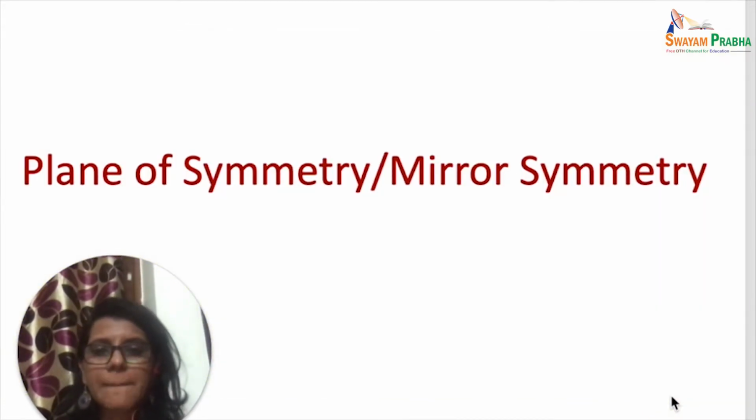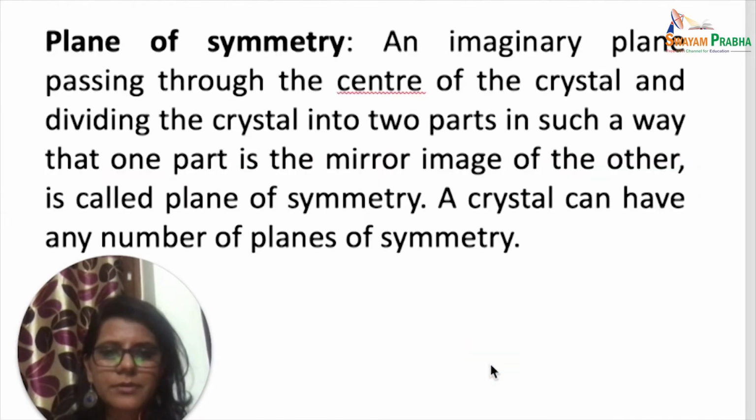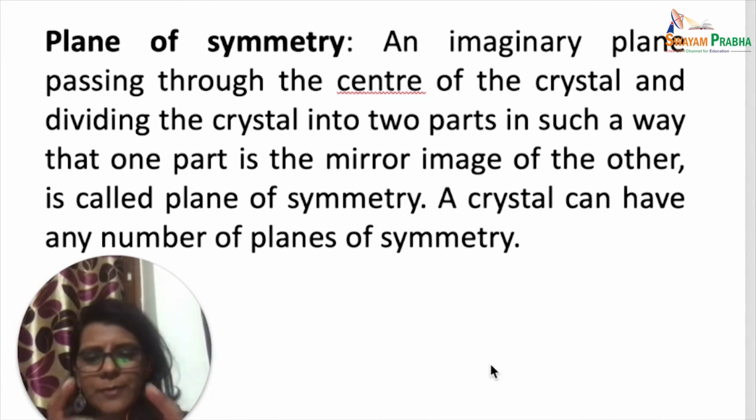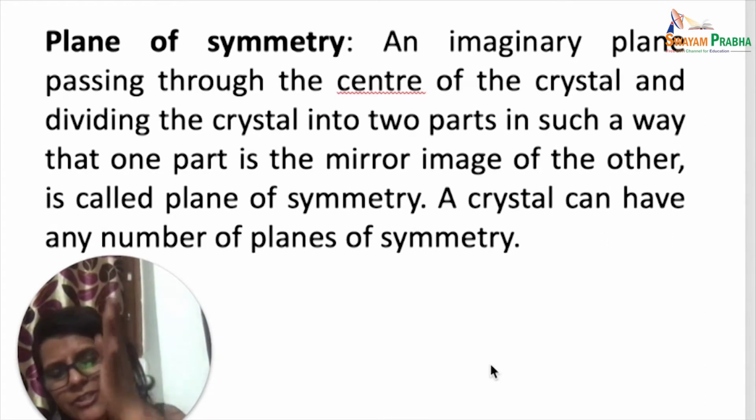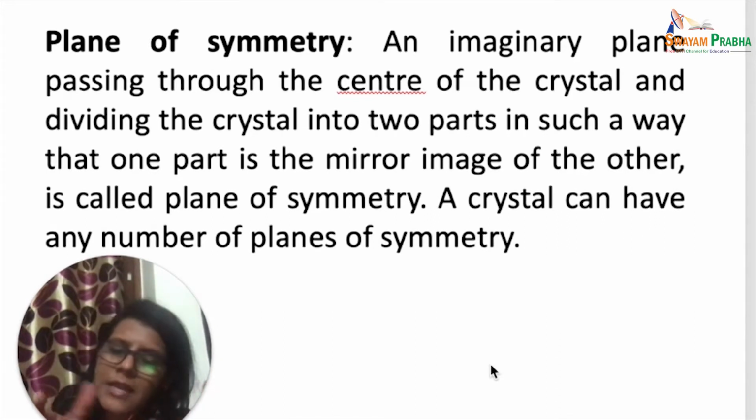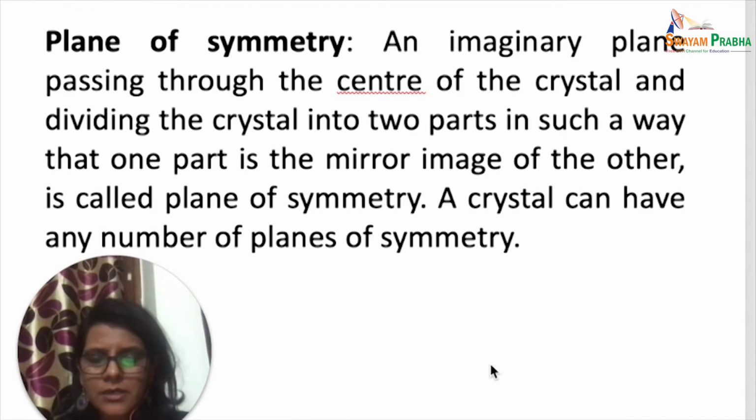Now let's look at the plane of symmetry, which is also called mirror symmetry. So what is a plane of symmetry? A plane of symmetry is an imaginary plane in a crystal system. With respect to the plane, the crystal is divided into two halves. One half is the mirror image of the other half. Now, I'm explaining it. If you imagine this is a cube, and you imagine there is an imaginary plane, let's say a paper, passing through the crystal, and the two halves look like mirror images across the plane. That is called a plane of symmetry.